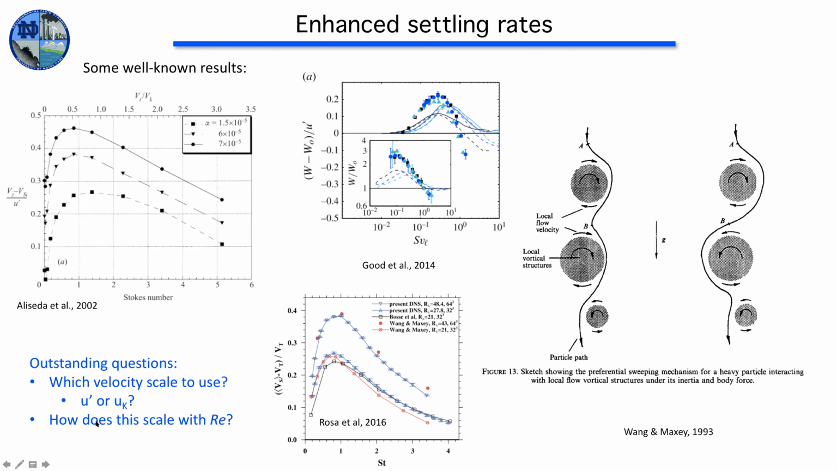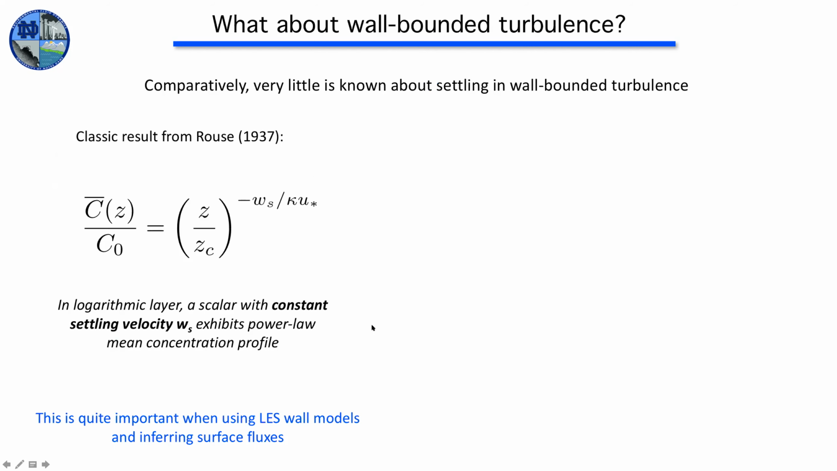In a related question, do you use the Kolmogorov scale or a large-scale velocity? And another related question is, how does this effect scale with Reynolds number? There are a lot of people trying to work on different aspects of that. What we're doing, though, is slightly different. Instead of looking at those two questions, we're asking, how does this change, or does it change, in wall turbulence as opposed to homogeneous isotropic turbulence, where comparatively very little is known?